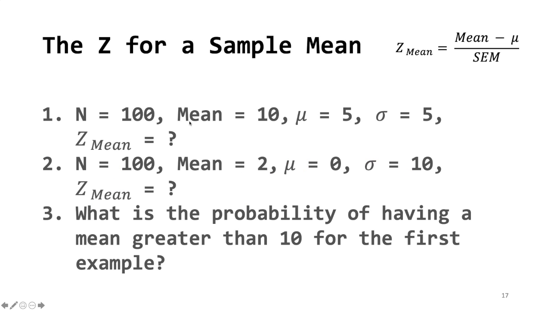Here are some situations to practice with. I'll go over some of these on the board in class. But the idea is you're given a sample size, a mean, a population mean, a standard deviation, and then asked what is the z-score of the mean.